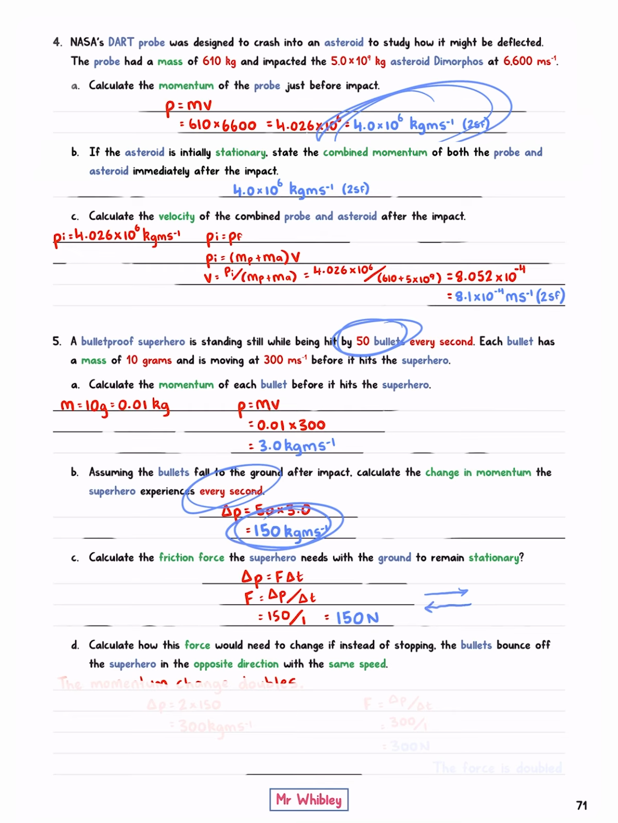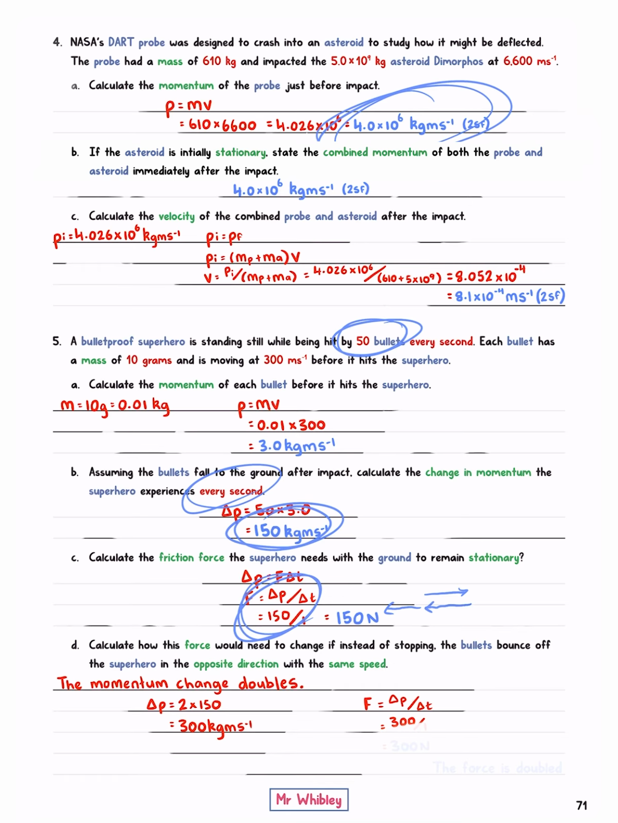And then to get the bullet moving at the same speed, we need to once again add the same amount of momentum. And so as we can see, the momentum change doubles. So we can take our 150 and multiply it by 2, which gives us 300 kilogram meters per second. And now redoing our force equation that we used over here, this time with 300 instead of 150, gives us 300 newtons, and so the force is doubled.